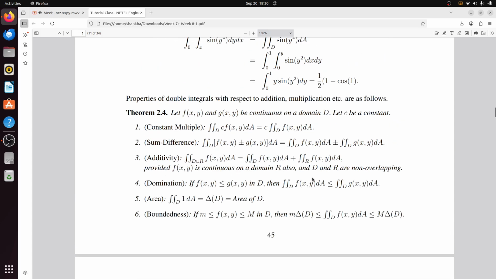And there are some inequalities. I will not go into them, just for the sake of convenience I am writing it here. Just like integration on a simple line, the integration on planes also follows some properties which they actually satisfy. Okay, so here I have written about those properties.